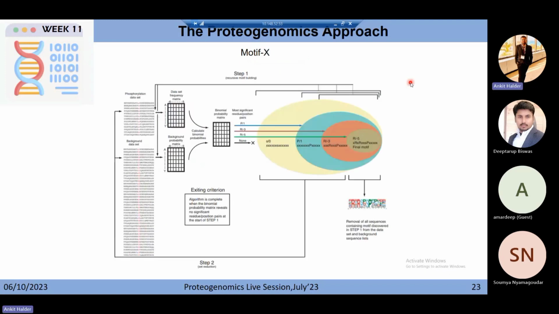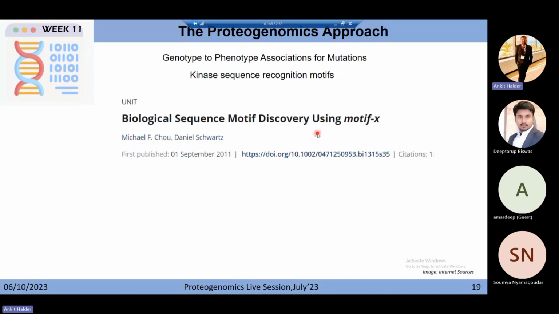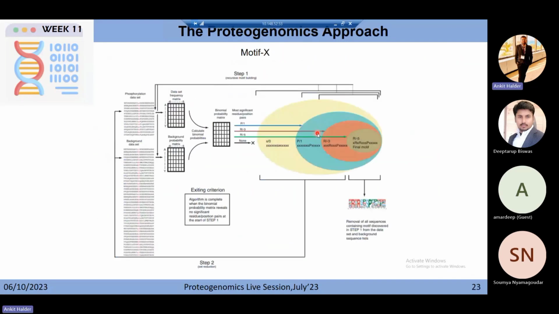So this was motif-x, biological sequence motif discovery using motif-x. Let us see what they suggest. You can see this is the phosphorylation data set. This is an experimental data set. Now if you get a phosphorylation data set, that is your experimental data set. Now what you are doing is a background data set. So this is the background data set.